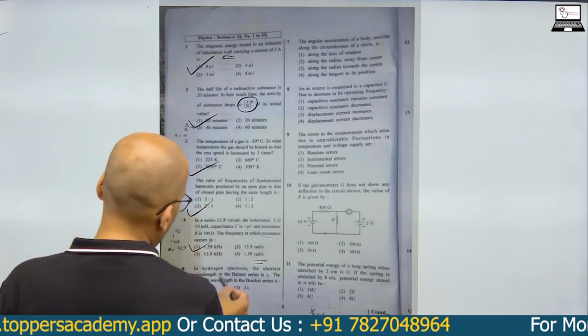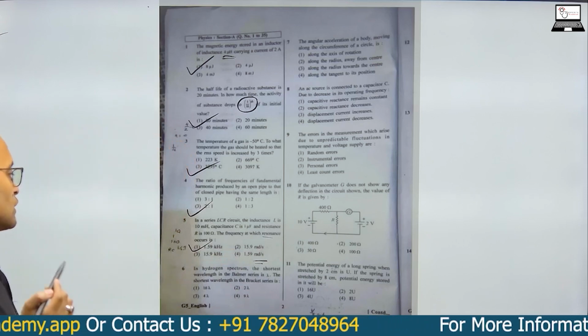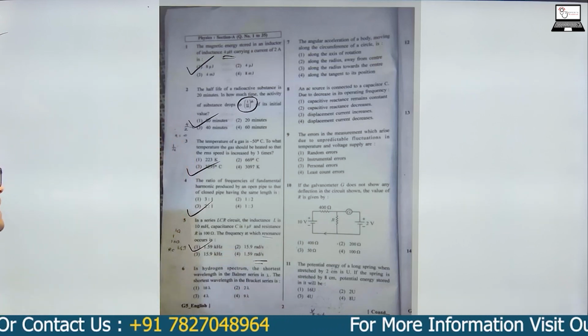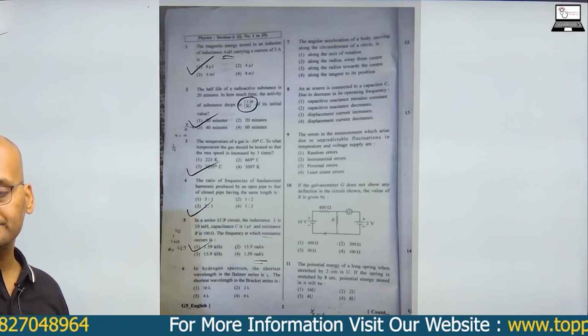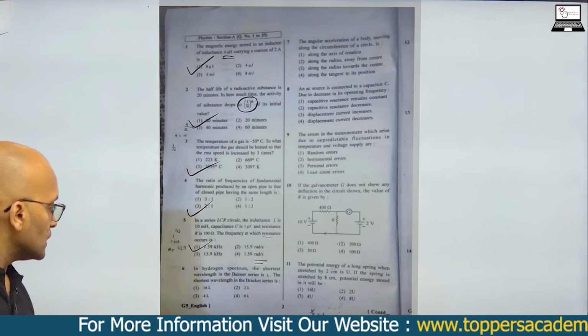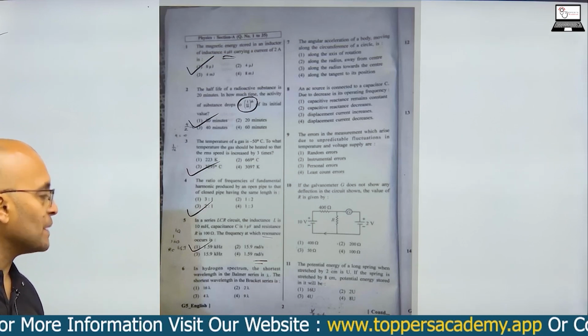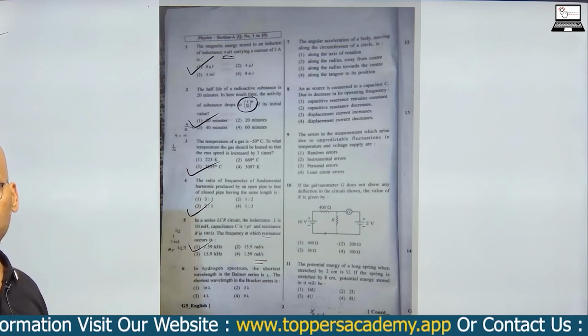It is saying in hydrogen spectrum, the shortest wavelength of Balmer series. Balmer series means n equals 2. And the shortest wavelength of Brackett, for Brackett n equals 4.